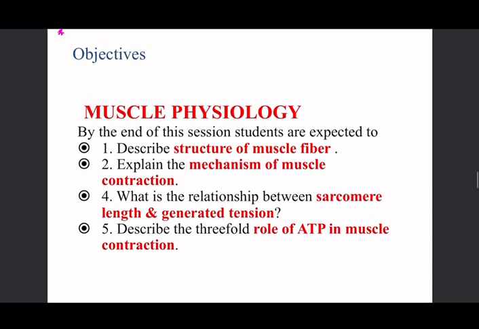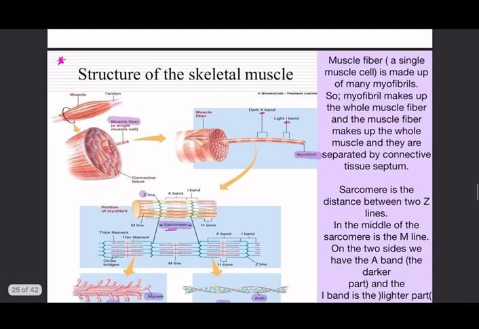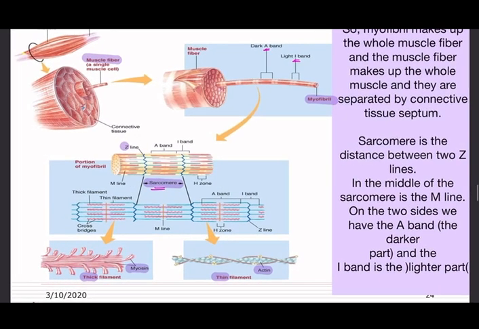So now we're going to talk about the muscle physiology. We're going to look at the organization and the structure of the skeletal muscles. So the skeletal muscles consist of muscle fibers, and the muscle fibers actually consist of myofibrils. Myofibrils, when you look at them under the microscope, you would see that they consist of building blocks, which is the sarcomere.